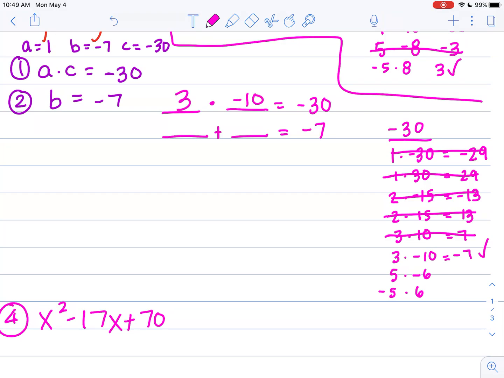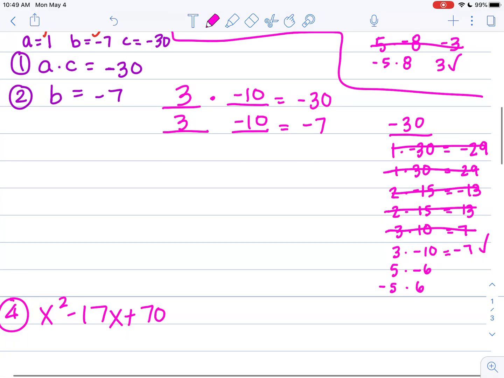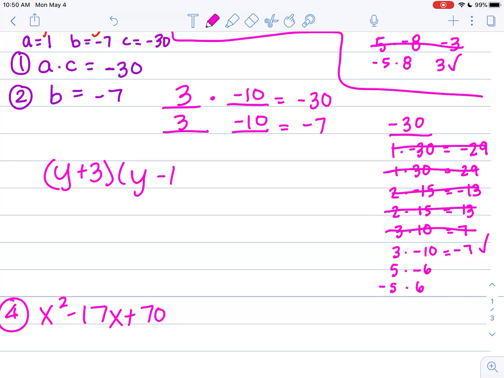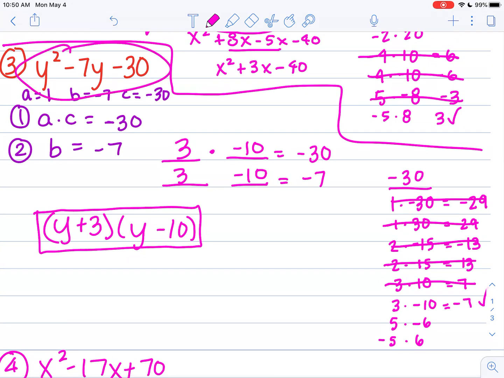3 times negative 10 is negative 30, and that's true. And 3 plus negative 10 is negative 7. Now, if you have that plus negative, just get rid of the plus, right? We don't need that now. We know it's 3 minus 10 is negative 7. And this is the easy part. We started off with y, so we're going to do y and put our two numbers. We have a y and a positive 3, and we have a y and a negative 10. I'm not going to multiply it out this time, but you can if you want, and you're going to get that same answer up here.